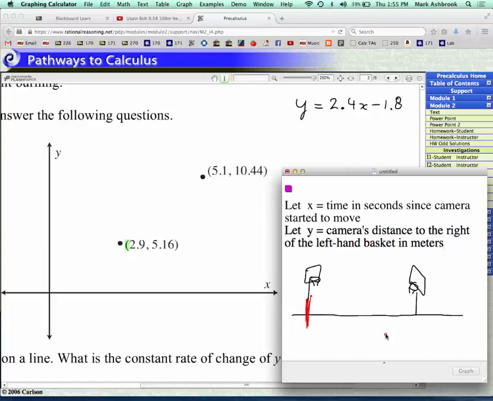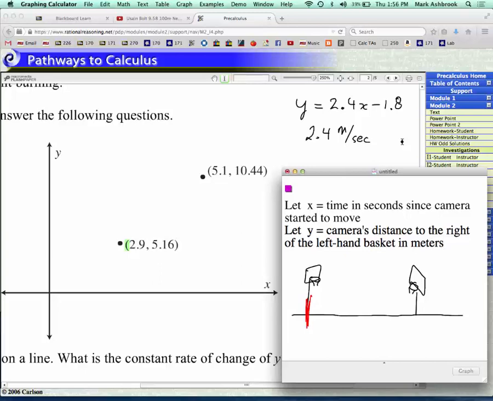So what is the 2.4 in this situation? What does it mean? Somebody new. Yeah, Jenna. She's saying it's the speed at which the camera is moving. Agree? And how is it moving? Is it changing speed? Constant speed. And what are the units of the speed then? Meters per second. Does that make sense? Are we good?